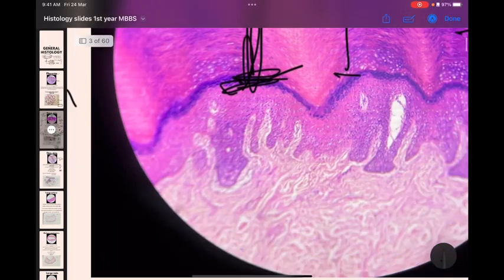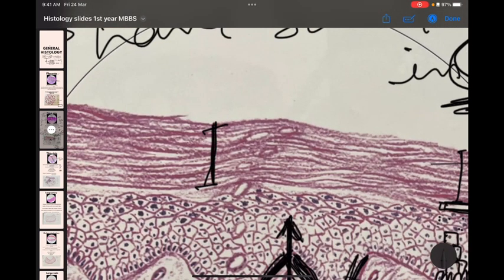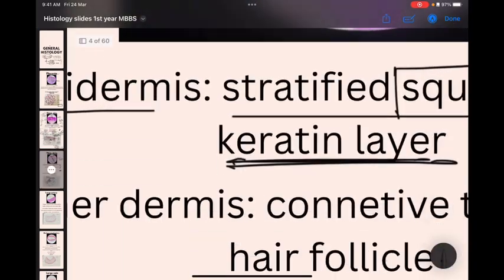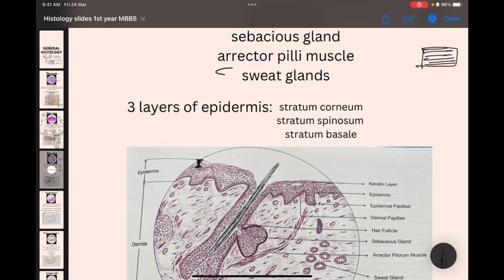Wait a minute, we'll see the thick. See, this is thick keratin, whereas this is thin keratin layer. We have only 3 layers in thin skin. Thin skin has only 3 layers, whereas in thick skin 5 layers.